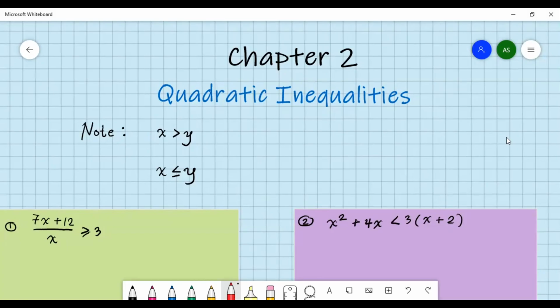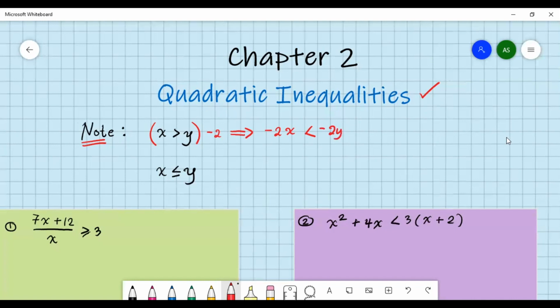Hi, so today we're going to discuss quadratic inequalities. Now take note that, let's say for example, if you have x is greater than y and we multiply both sides of your inequality by a negative number, let's say -2, remember that this will result in -2x. What happens is the inequality symbol will be reversed. So instead of greater than, it will become less than.